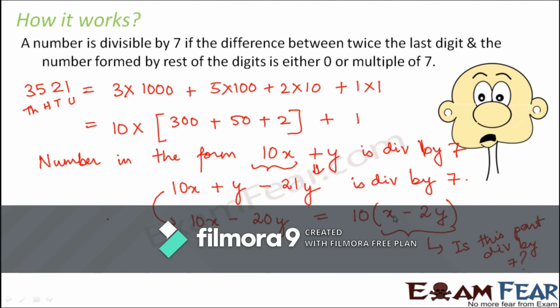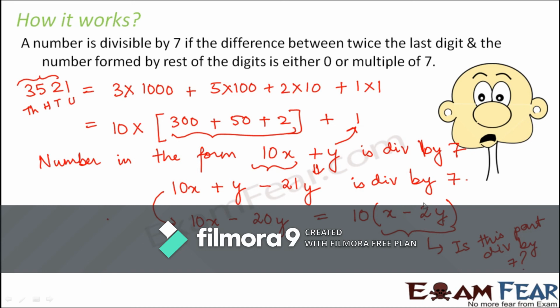Now what exactly is this part? This part is basically the difference between x and 2 times y. And what was y? Y was nothing but the digit in the units place, that is the last digit. So twice the last digit subtracted from x, where x was the remaining number. You see, 300 plus 50 plus 2, that is 352. So 352 was the remaining number.